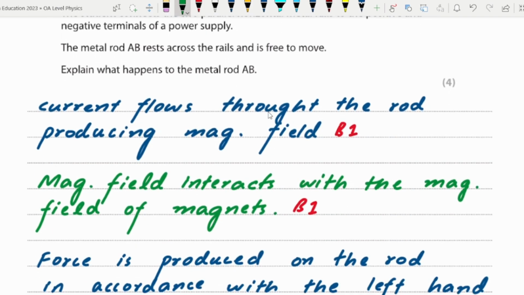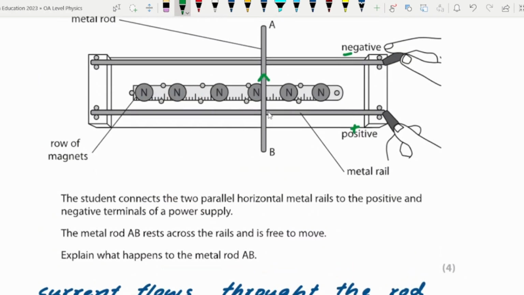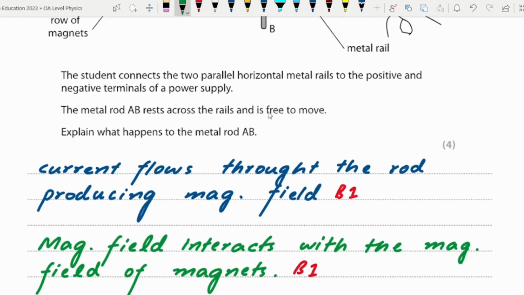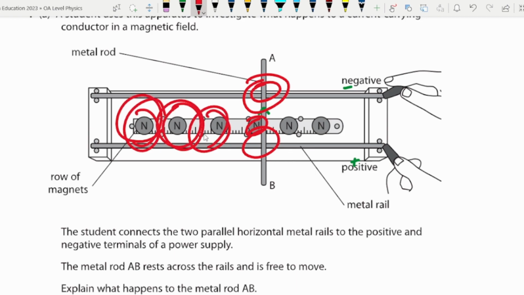So for the first mark, you write current flows through the rod producing a magnetic field. We studied that in a topic that whenever current flows through a conductor, it produces a magnetic field. Now for the second mark, you write this thing: this magnetic field interacts with the magnetic field of this row of magnets. Right? So one of the magnetic fields is due to the current flowing through the conductor, and the other magnetic field is due to these rows of magnets.